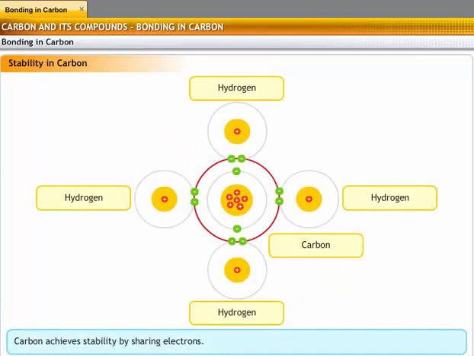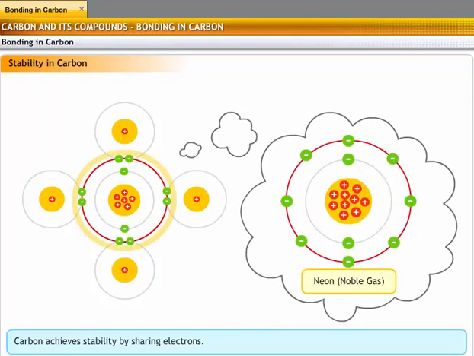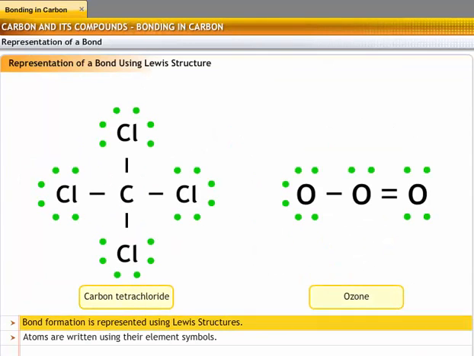Carbon overcomes this difficulty by sharing its electrons with other atoms of carbon or with atoms of other elements. We know that sharing of electrons results in a covalent bond, and the shared electrons belong to either of the atoms. This sharing helps in achieving noble gas configuration. The Lewis dot structures provide a picture of the bonding in molecules in terms of the shared pairs of electrons and the octet rule.